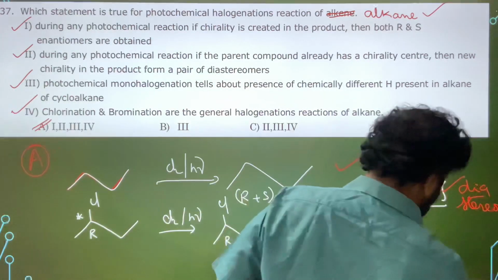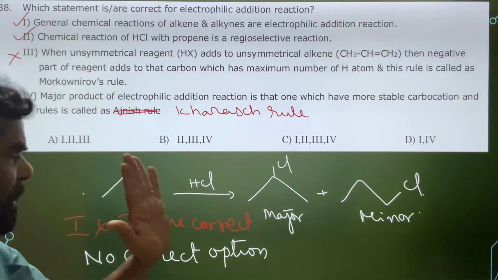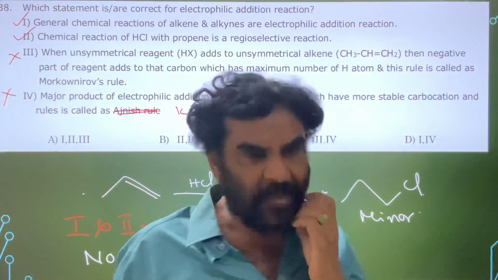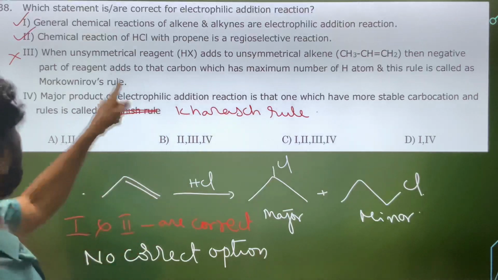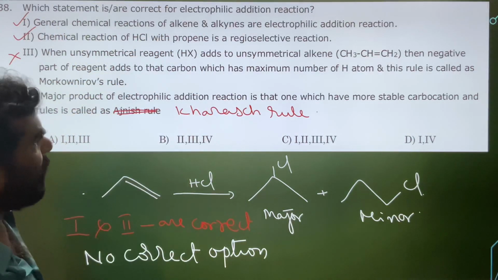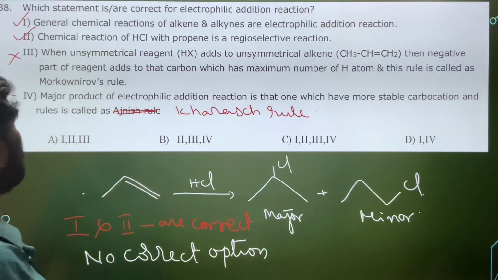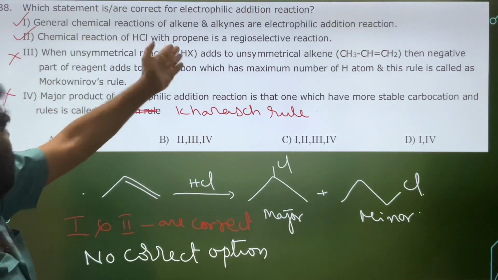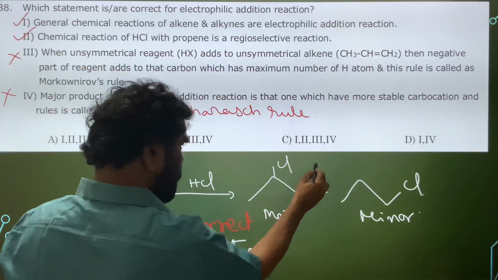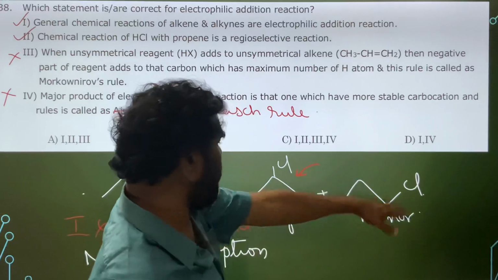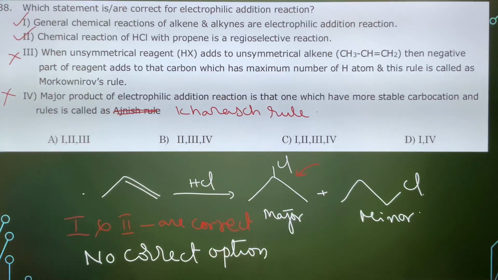So the next one is the electrophilic addition reaction. See the answer given after the test, that is wrong. Out of the four, only 1 and 2 are correct. Alkenes and alkynes take part in electrophilic addition reactions, correct? Non-polar pi bonds undergo electrophilic addition reactions. The reaction of HCl with propene is a regioselective reaction. I told you, one position isomer is formed as the major, the other as the minor, that is the Saytzeff product. That is regioselective.